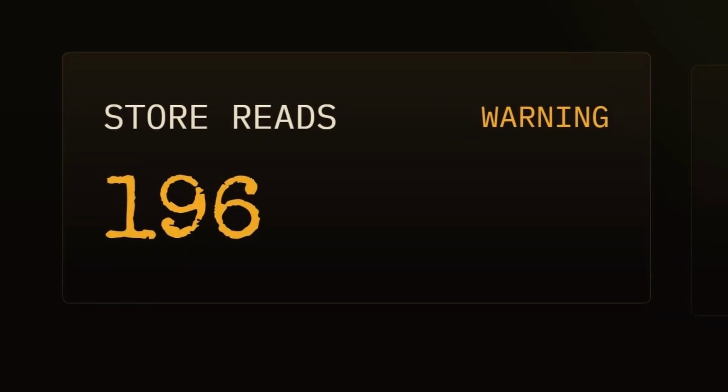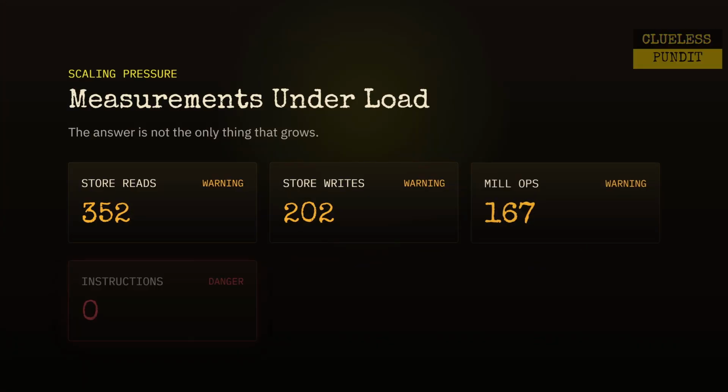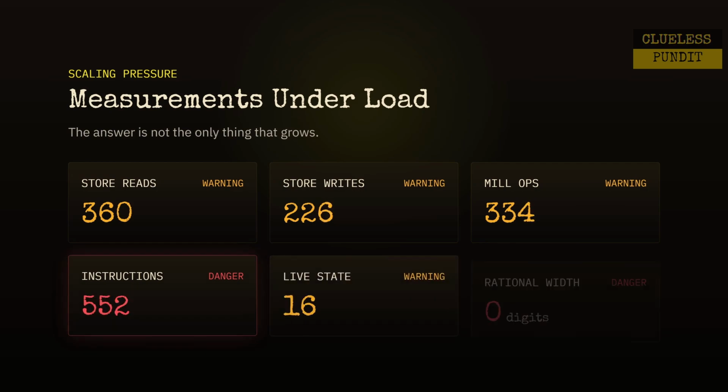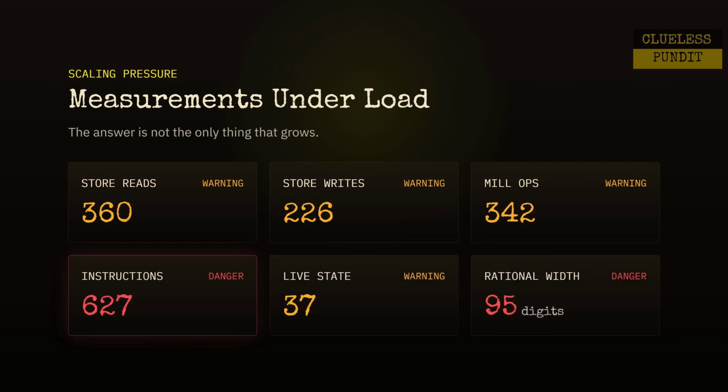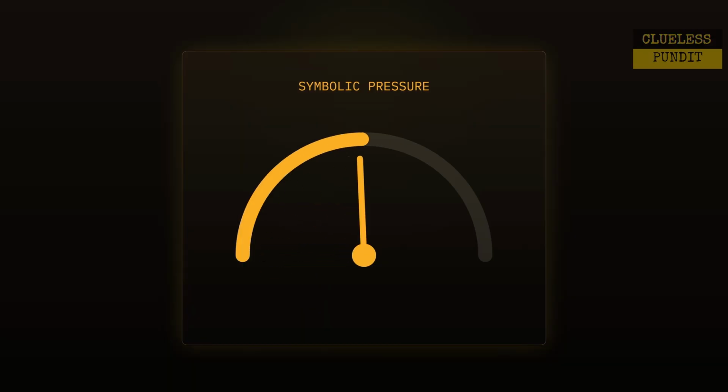At this point, I needed more than correct output. I needed measurements, so I started tracking resource usage. How many times does the simulator read from storage? How many times does it write back? How many arithmetic operations does the mill perform? How many instructions are executed? How much working state has to be kept alive? How large do rational numbers become before the final answer appears? Condensed into one question, how much symbolic baggage does the machine have to drag behind it while calculating this? And the answer was a lot.